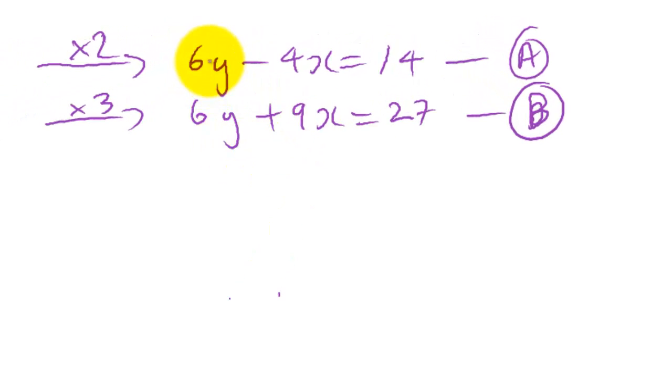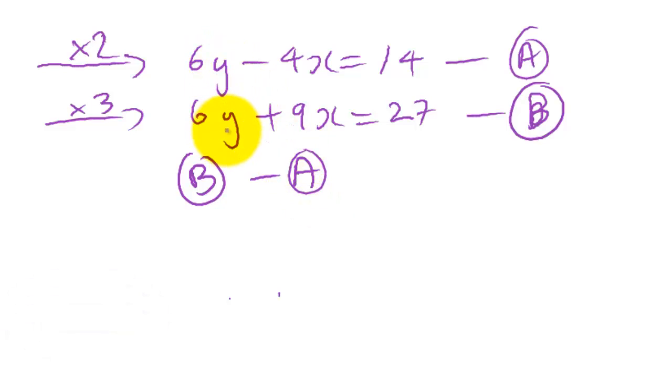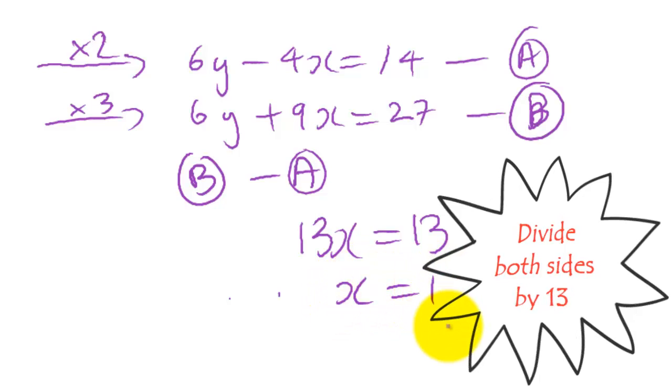Now I want to eliminate the y's, and the only way I can do it is by taking away. And the most sensible way is to take the top one away from the bottom one. That means we stay positive on the x's. So if we do B minus A, 6y away from 6y is nothing. 9x minus minus 4x, so we get double minus, gives us a plus, gives us 13x. 27 minus 14 is also 13. Divide both sides by 13, and x equals 1.